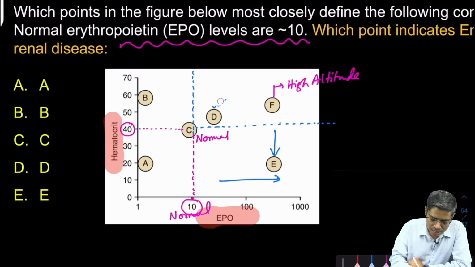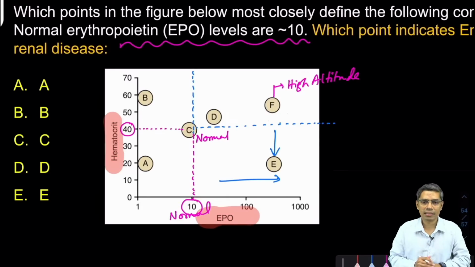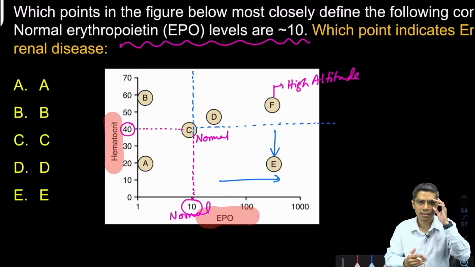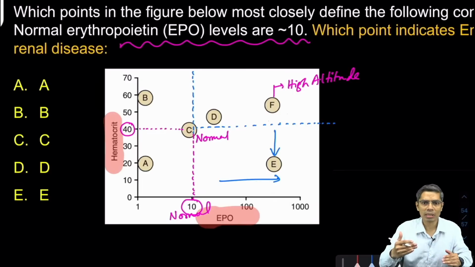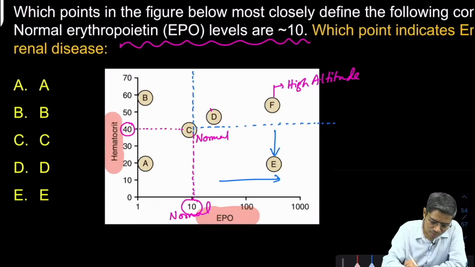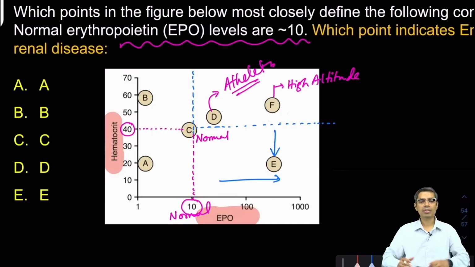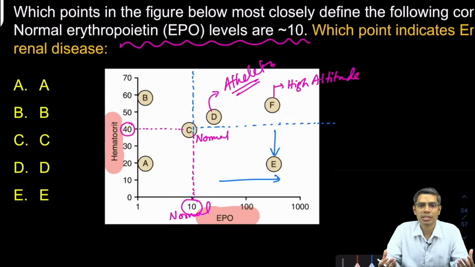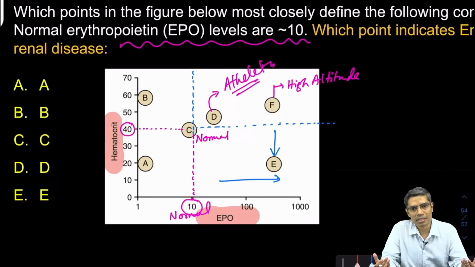D point, here the hematocrit is a little bit higher, erythropoietin is slightly higher, both are above normal, but just above normal. So, this is seen typically in case of trained athletes, because whenever they are doing vigorous long duration exercise, there will be a chronic hypoxic stimulation to their body, which will increase their erythropoietin as well as their hematocrit level, right.